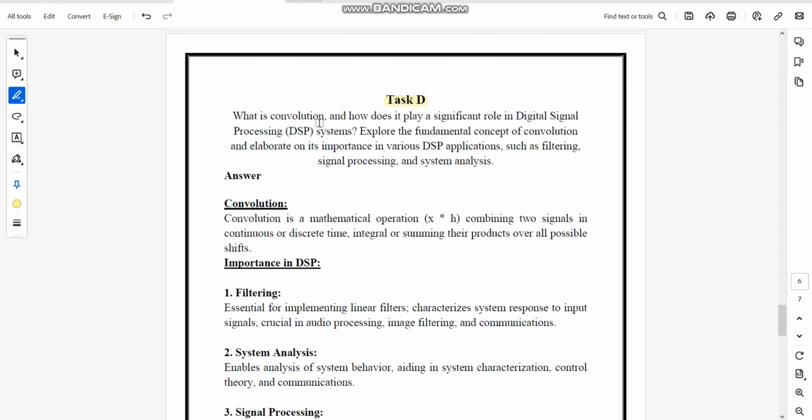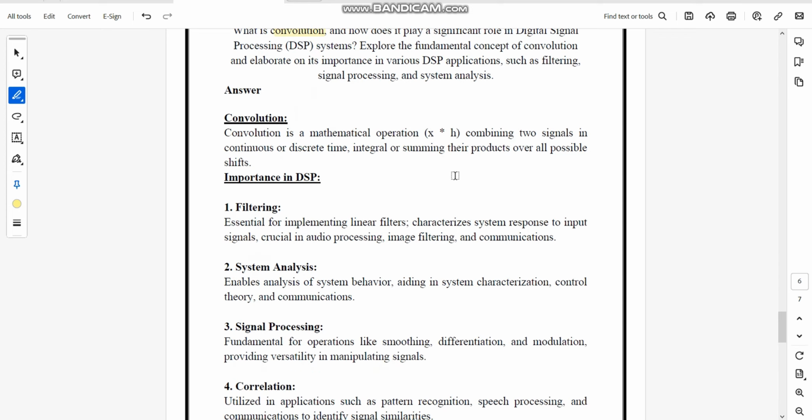Task D of the lab is what is convolution and how does it play a significant role in digital signal processing systems? Explore the fundamental concept of convolution and elaborate on its importance in various DSP applications such as filtering, signal processing, and system analysis. What is convolution? Convolution is a mathematical operation that combines two signals to produce a third signal.